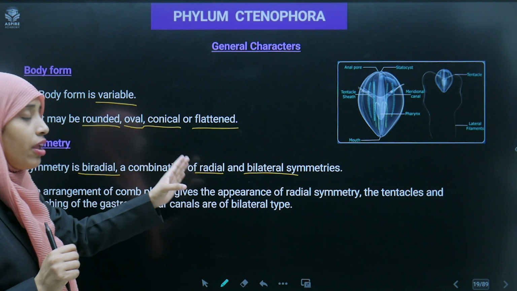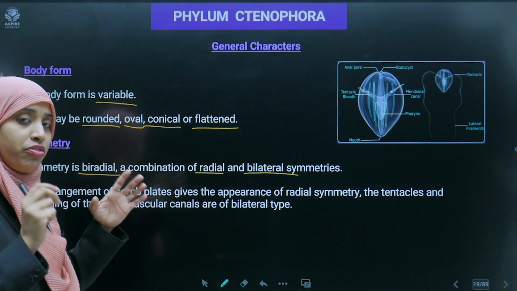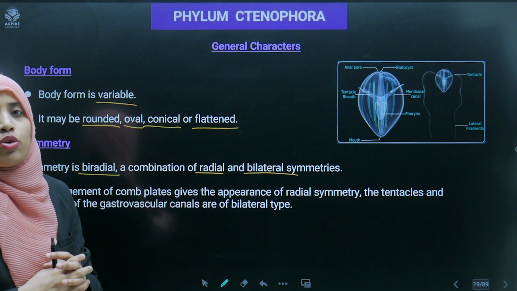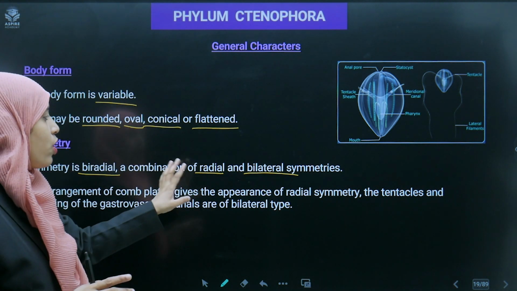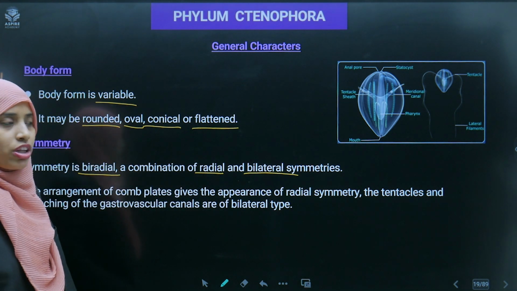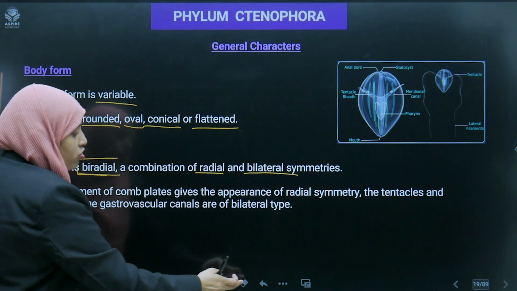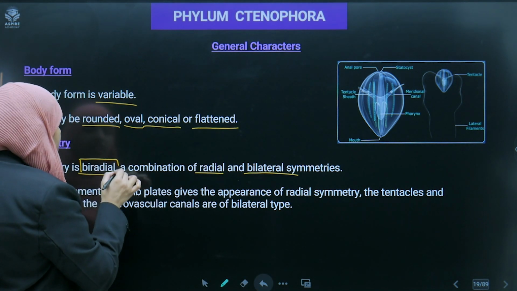And apart from that, there is radial symmetry also. You can cut many of the organisms of this phylum through any plane. So both these features are present. Radial भी होगा, bilateral भी हो सकते कुछ. So simply we can say they are biradial.